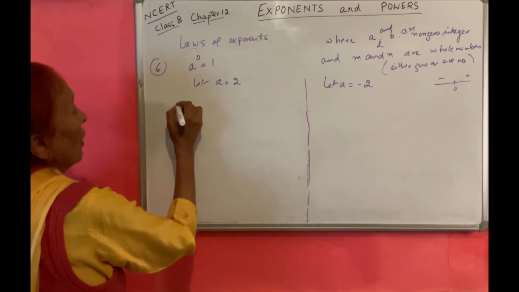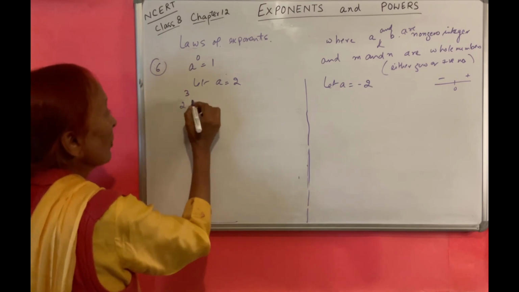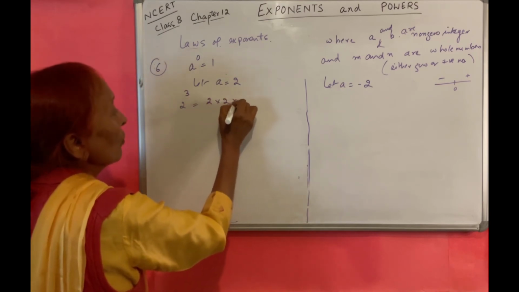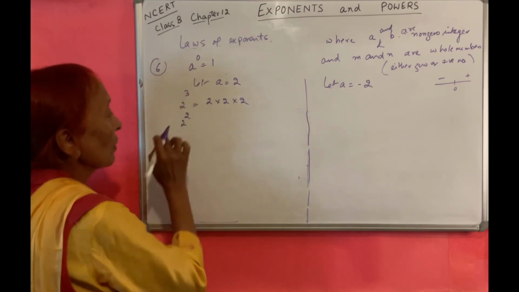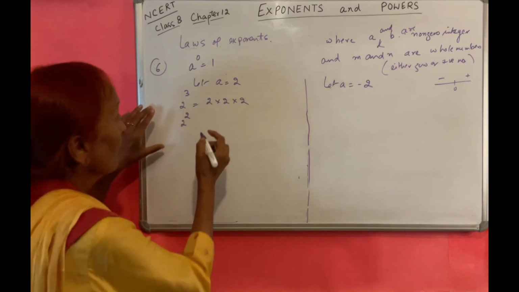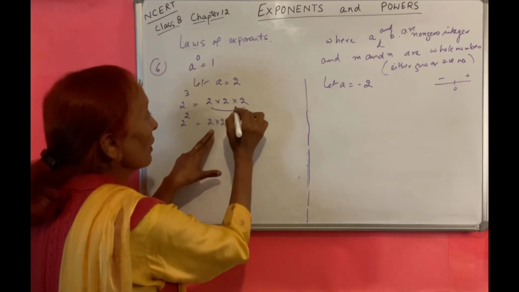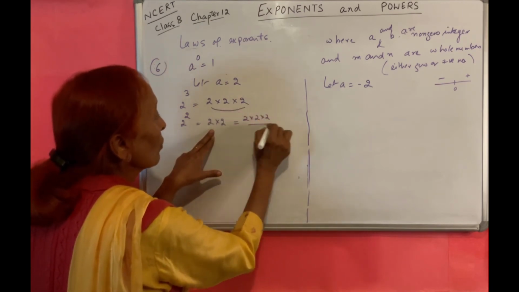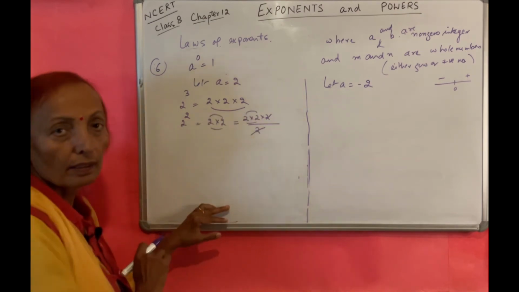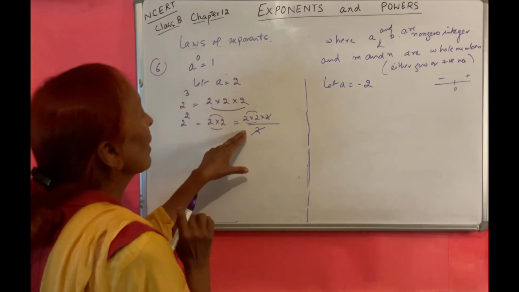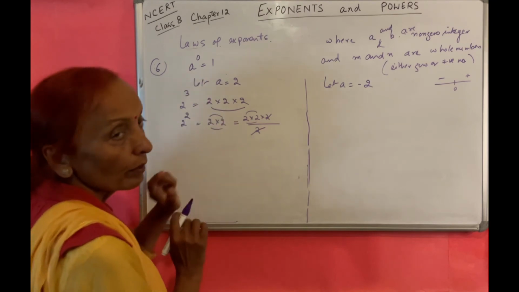Now first consider 2 raised to power 3. What is 2 raised to power 3? This is 2 into 2 into 2, right? What is 2 raised to power 2? Means we have reduced one power. This is 2 into 2. So this I can write as 2 into 2 into 2 divided by 2. One 2 will get cancelled and this number is same as this, right? That means here I have divided this number by this base 2.